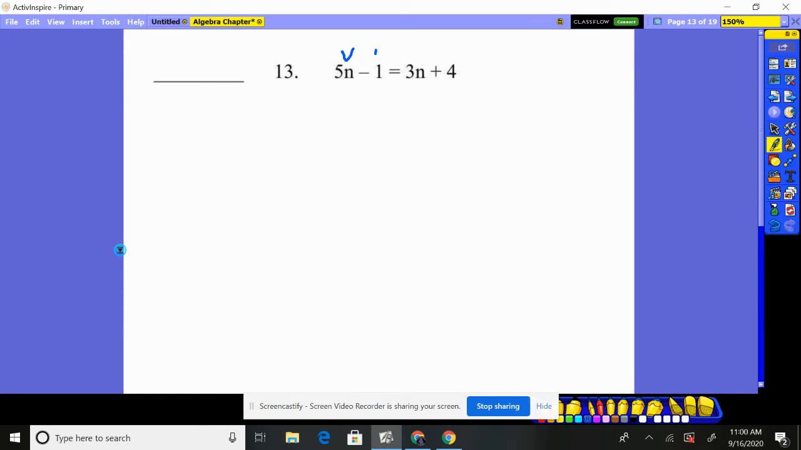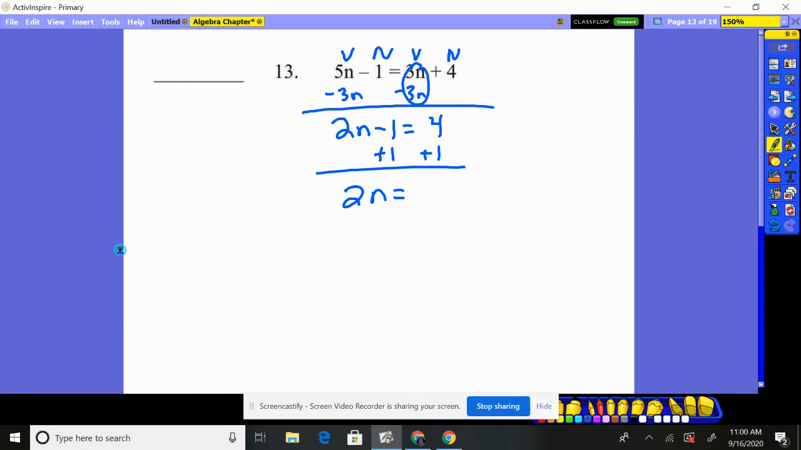13, variable, number, variable, number. Let's get all variables on one side, all numbers on the other. So we're going to subtract 3n from both sides of the equation. That leaves me with 2n minus 1 equals 0 plus 4 is 4. So I'm now going to move the minus 1 over by adding 1 to both sides. 2n is equal to 5.